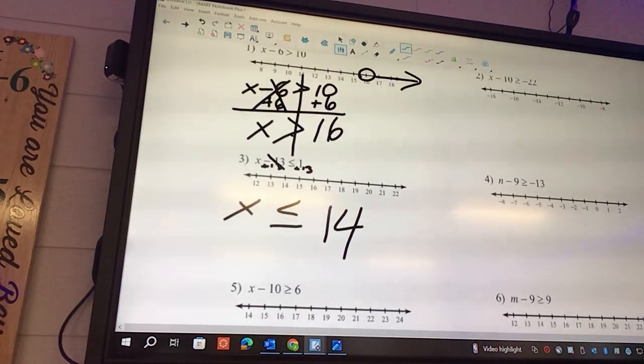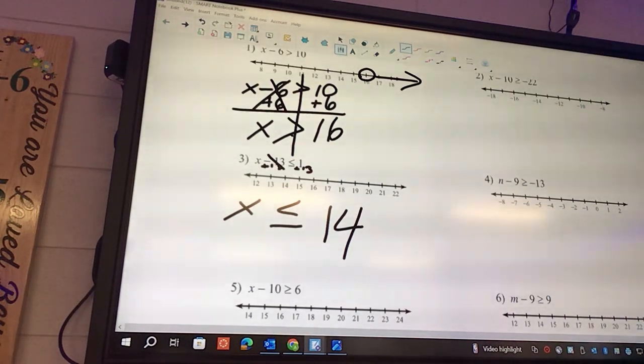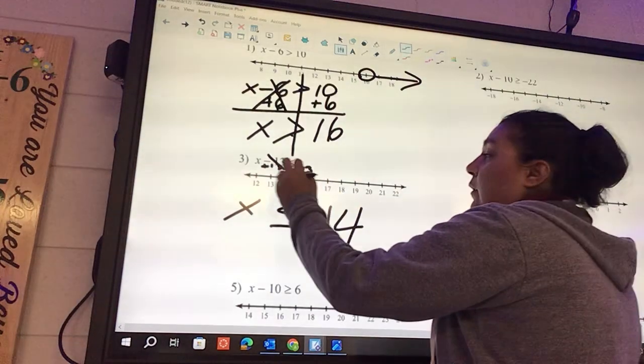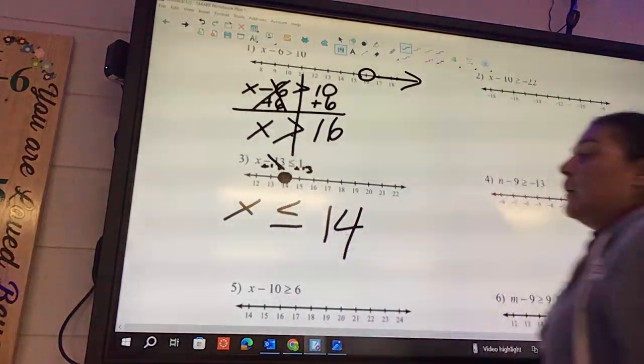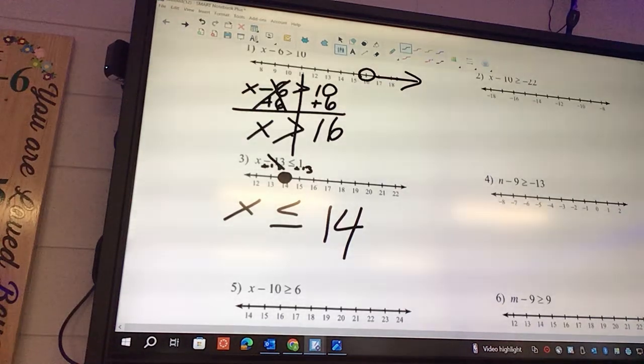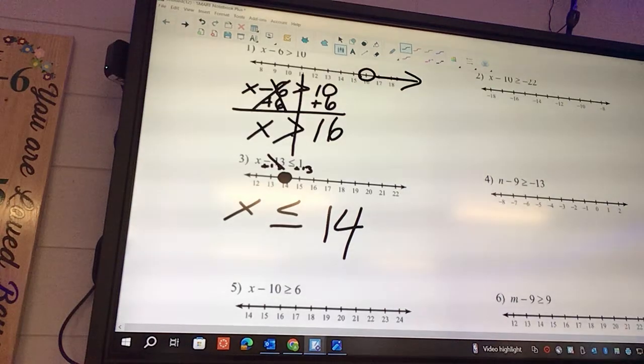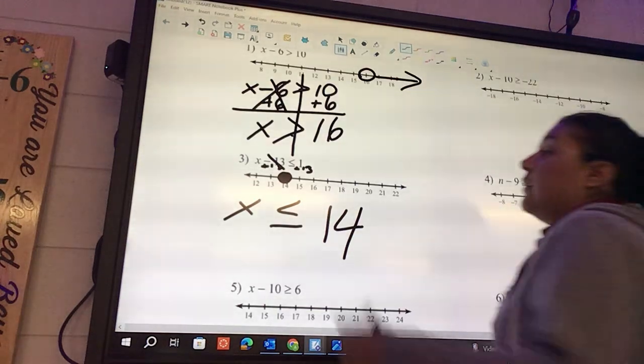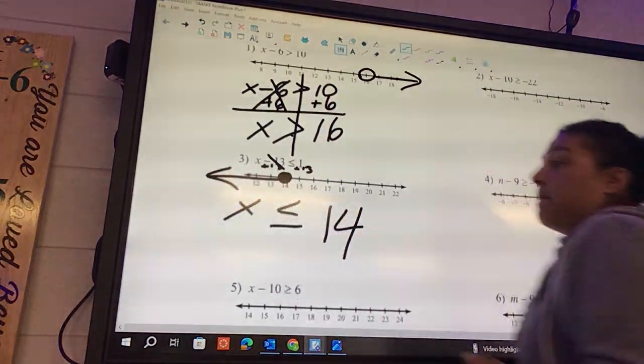Okay, look at the alligator mouth. Is that gonna be an open or closed circle? It's gonna be a closed circle on 14. Is the mouth eating the X or the number? He's eating the number, so that means X is smaller. So which way is gonna be smaller? 13, 12 or 15, 16? 13, 12, so this way.